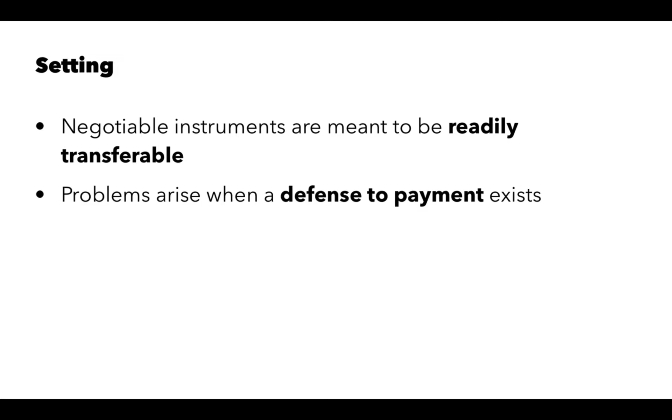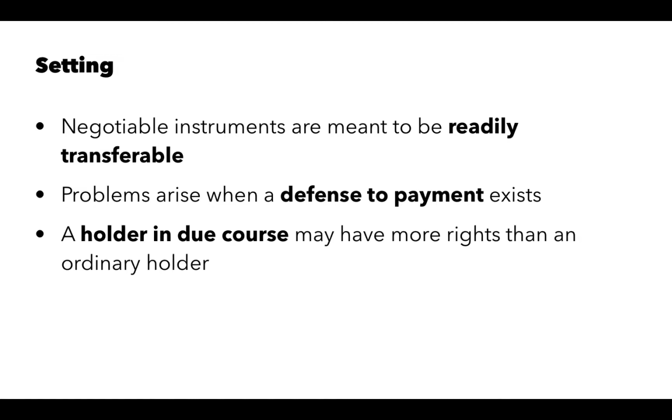Now, problems arise when a defense to payment exists, when the maker of a note or the drawer of a draft has a defense to actual payment of the amount referenced in the negotiable instrument. So what do we do when that happens? Well, a holder in due course may have more rights than an ordinary holder.